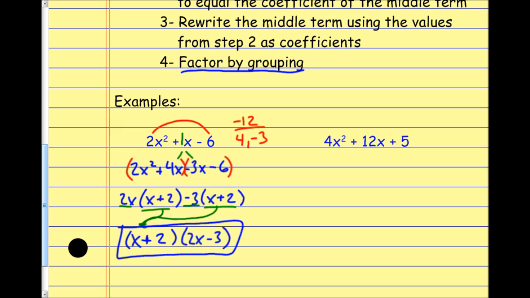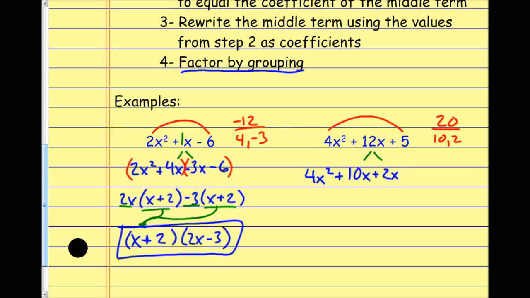All right? If I look at the second one, I'm doing the same thing. I build a bridge. This is a positive 4 times a positive 5, which is a positive 20. So now 2 numbers that multiply to a positive 20 but add to a positive 12 are going to be a positive 10 and a positive 2. So now I'm going to split up that middle term using those as coefficients. So instead of a 12x, I'm going to rewrite it as a 10x plus 2x, because that's the same thing as a 12x. Everything else just tags along for the ride.